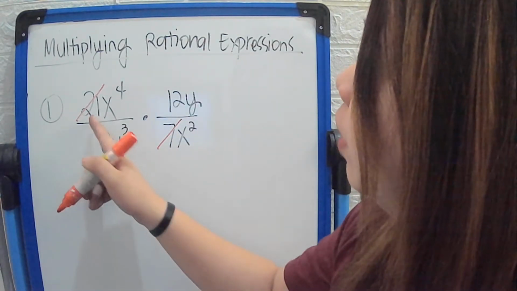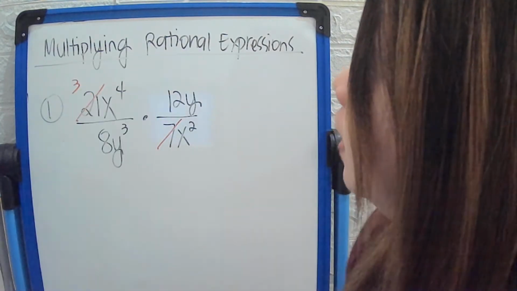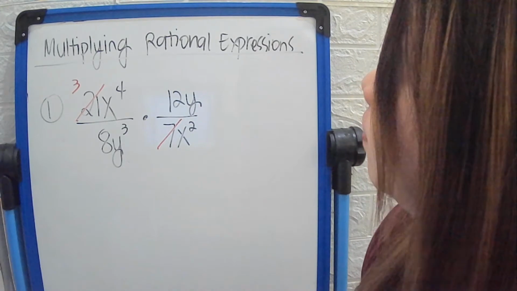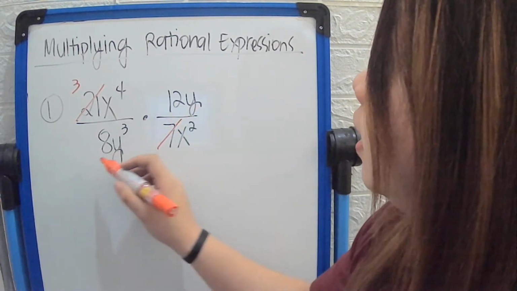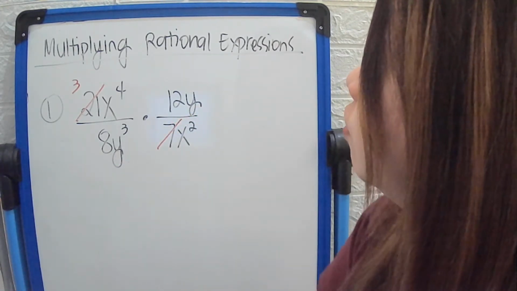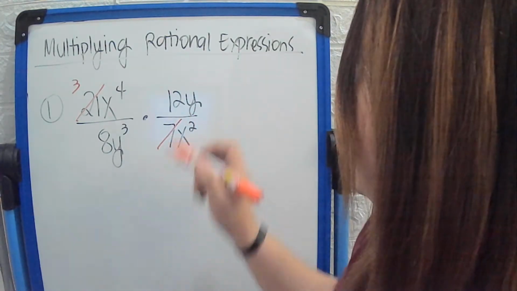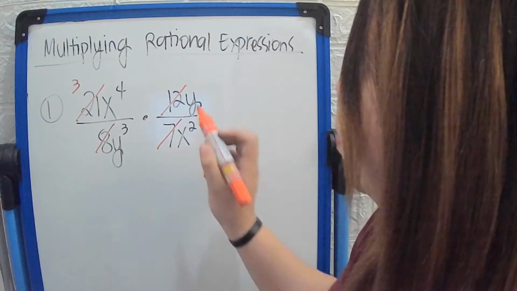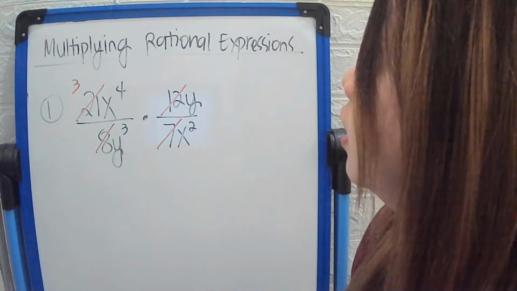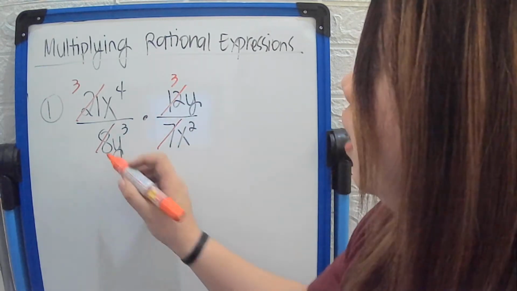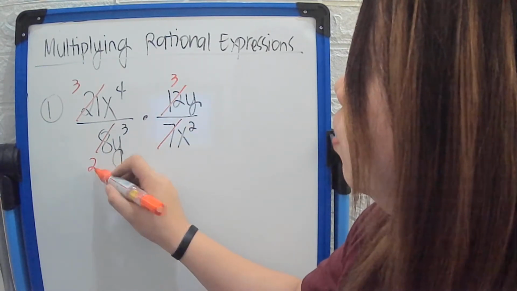If I divide 21 by 7, that will be 3. 7 divided by 7, that will be 1. So that cancelled out already. Now look for 12 and 8. Is there a greatest common factor between 12 and 8? Yes. I can divide 12 and 8 by 4 because 4 is their GCF. So 12 divided by 4, that will be 3. 8 divided by 4, that will be 2.